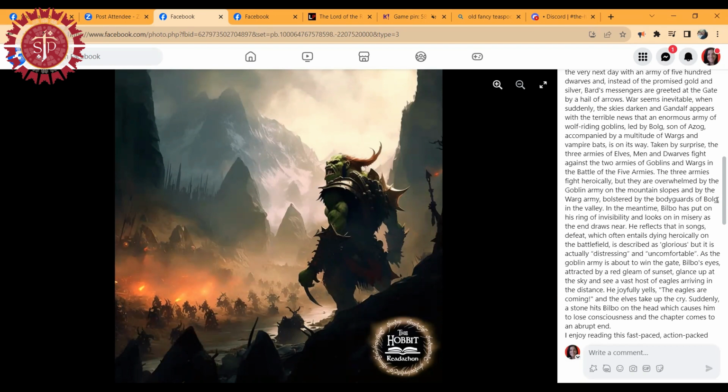In the meantime, Bilbo has put on his ring of invisibility and looks on in misery as the end draws near. He reflects that in songs, defeat, which often entails dying heroically on the battlefield, is described as glorious, but it is actually distressing and uncomfortable.